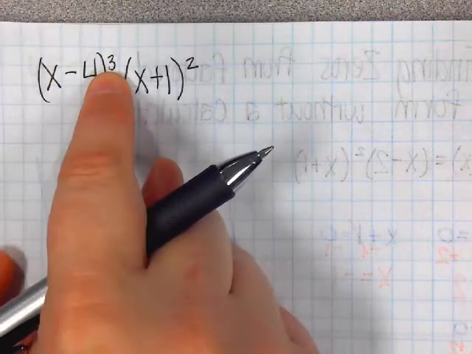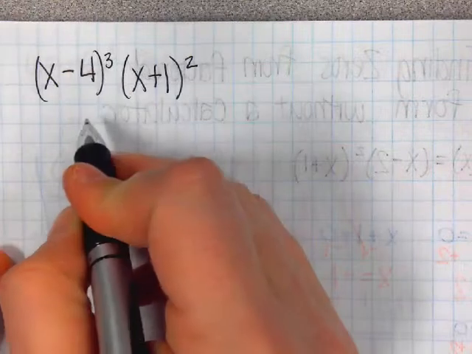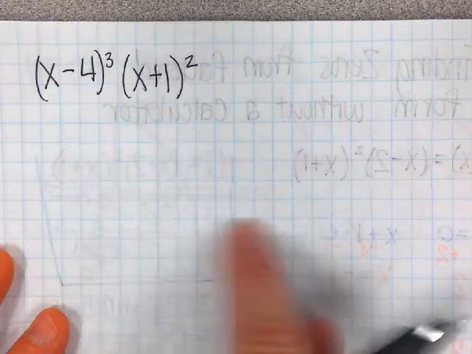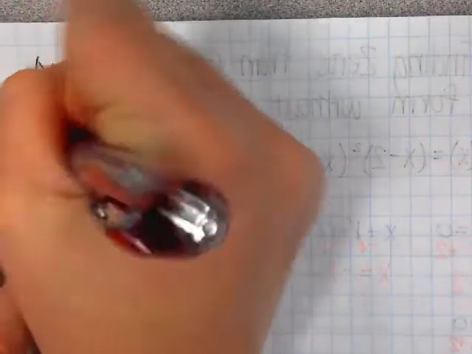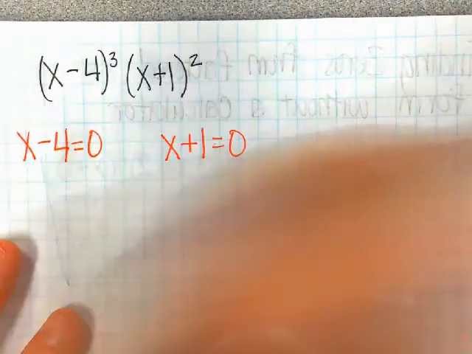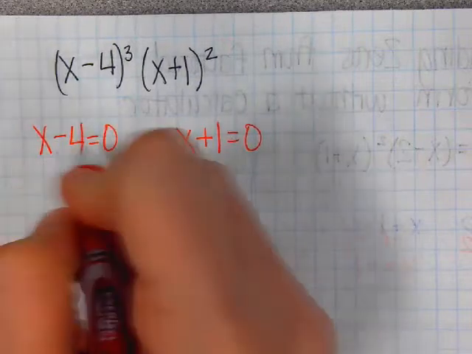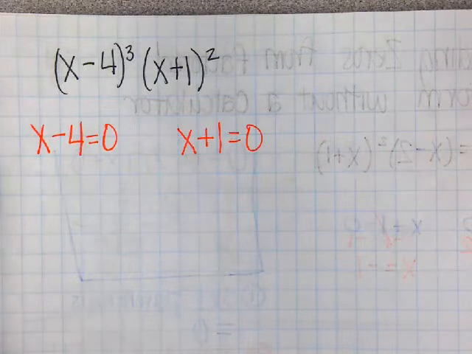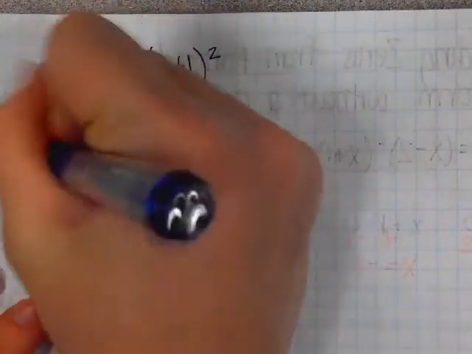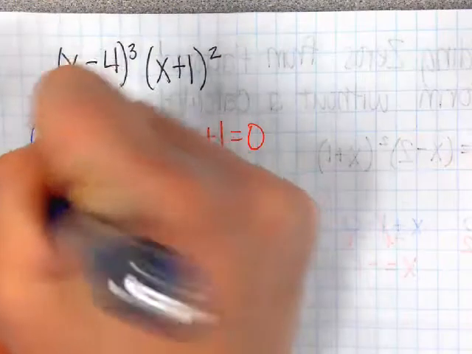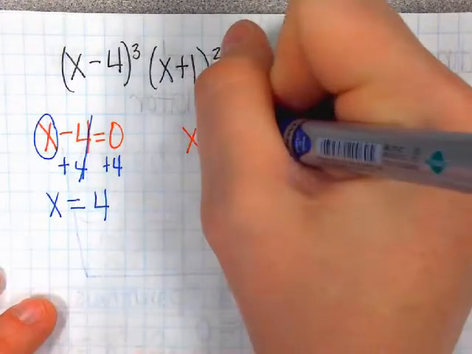So notice this parentheses happens 3 times. So you know that it's going to go straight through because it's odd. This one is an even, so it's going to bounce off. So I'm going to go ahead and solve. Remember, put each parentheses equal to 0. And then there's actually 3 of them. So there's going to be 3 of whatever this 0 is and 2 of that one. So then solve, add 4, x equals 4.